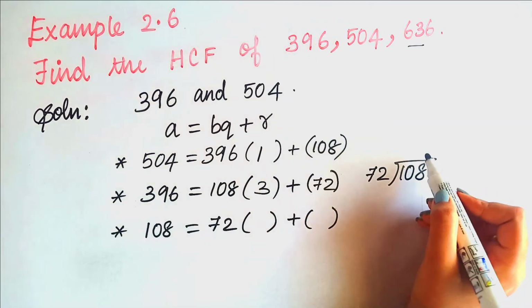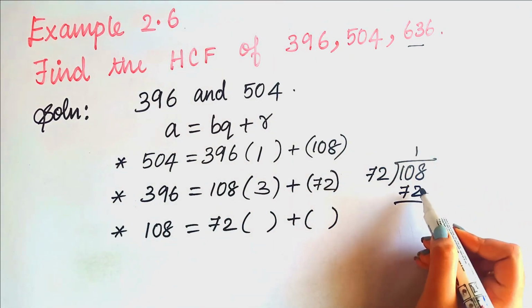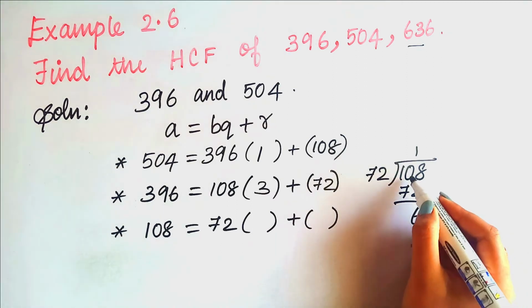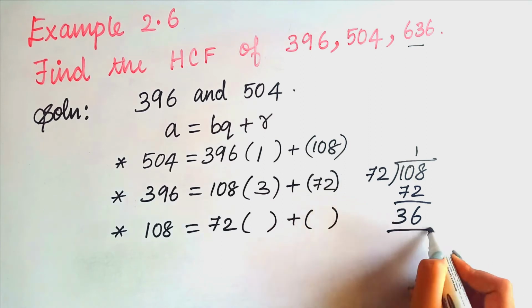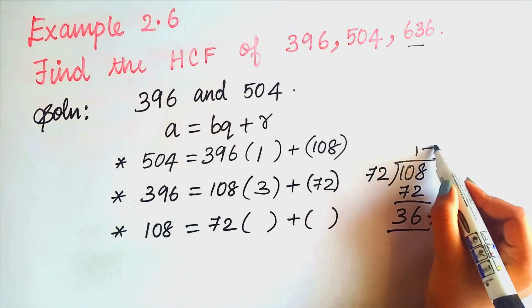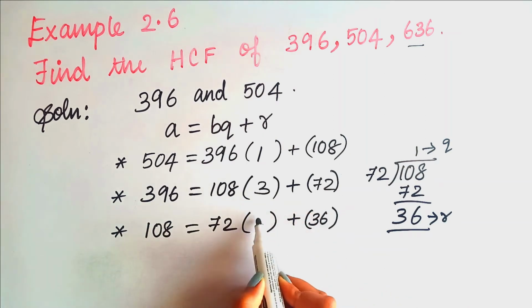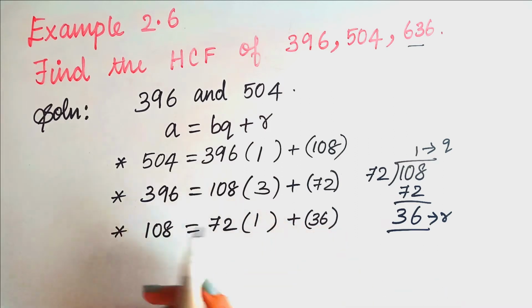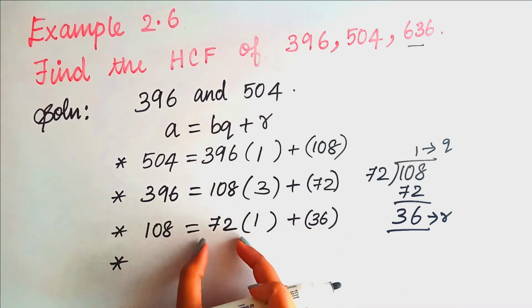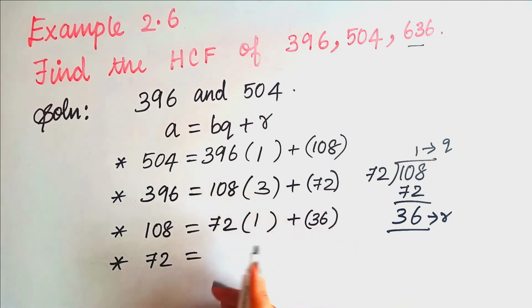So 72 ones are 72 and 8 minus 2 will get a 6, and 10 minus 7 it's nothing but 3. So this is our remainder and this is our quotient. Let's substitute. Remainder is 36 and the quotient is 1. Again the remainder is not 0, so therefore we'll do another step, which is we'll take the 72 as a dividend and the remainder 36 as a divisor.